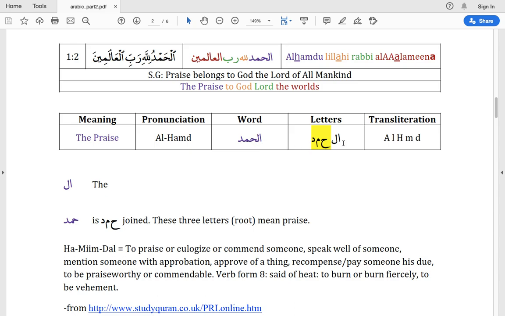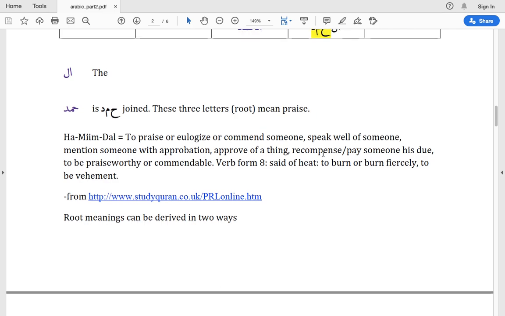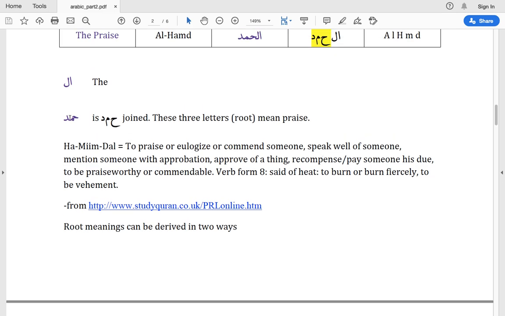Okay, we already determined that alif lam means the, and so we have the next three letters ha mim dal, and so these comprise the root. Okay, root is usually three letters. Sometimes it's four, but mostly it's three. So it's a good idea to think about a root as these three letters that come together to form a specific idea or meaning. Ha mim dal is joined together to form Hamd, which is written like this. But these are specific letters that form a root.